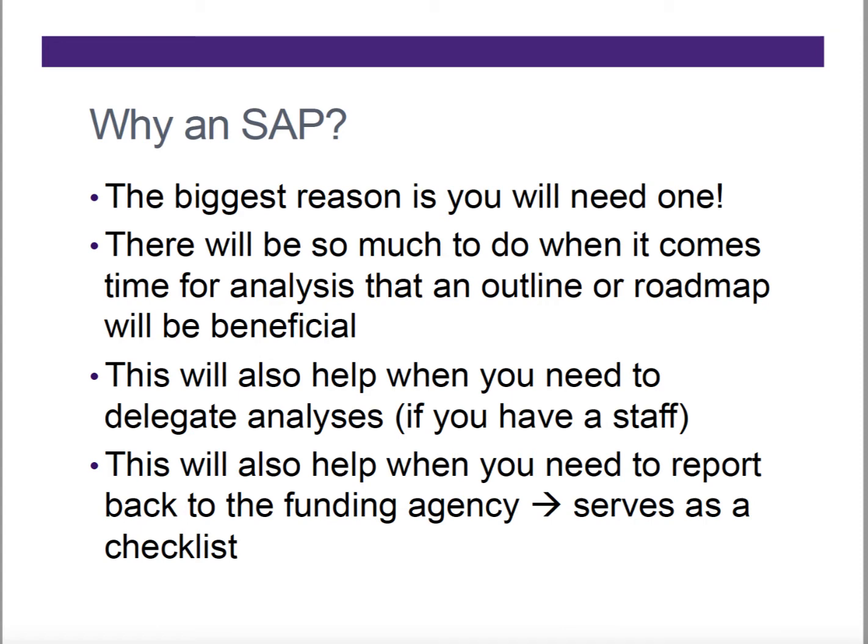There will be so much to do when it comes time for analysis, and that can be for interim analyses, for DSMB reports, and for the primary analyses and all of the abstracts, posters, and papers that come with your trial. You will also need to delegate analyses if you have that type of staff for a larger trial. And that also helps when you need to report back to the funding agency. This will serve as a checklist for clinicaltrials.gov as well, in terms of completing all the analyses that you had planned for.